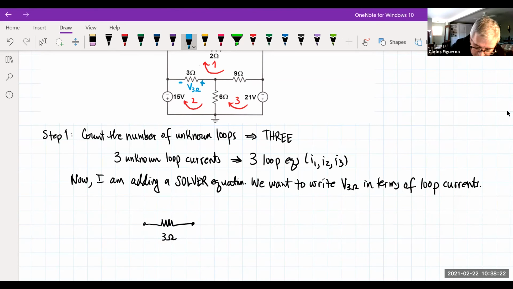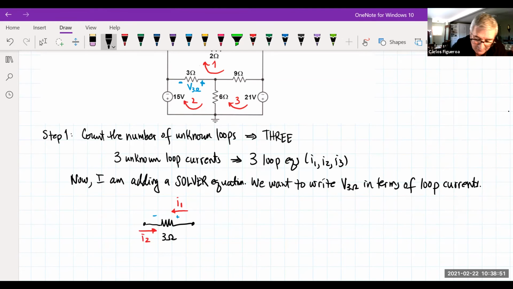And I already said that this was the polarity of the 3 ohm resistor right there, right? But now let's look at the 2 loop currents here. Look at I1. I1 is going where? It's entering the positive terminal. Look at I2 as it comes around. It's entering the negative terminal.